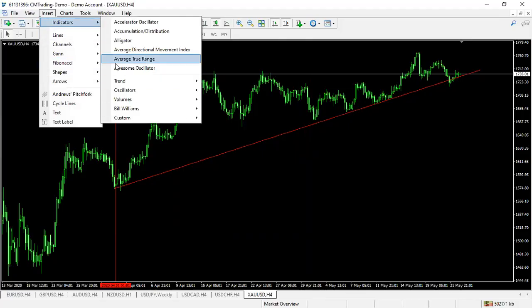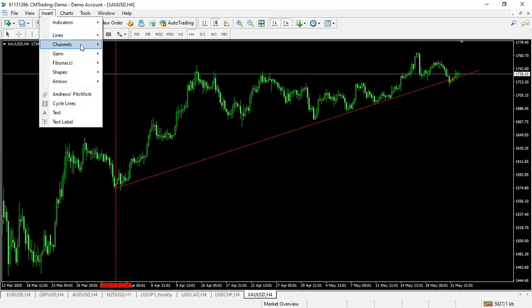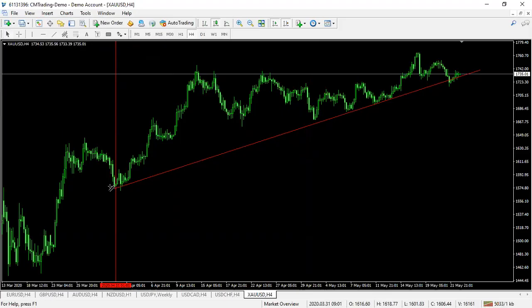So insert, then the lowest point and the highest point, something you can always check for channel linear regression from the lowest point to the highest point. Highest point yetu ni hapa, okay? So tuta drop on that highest point. So there you have it.